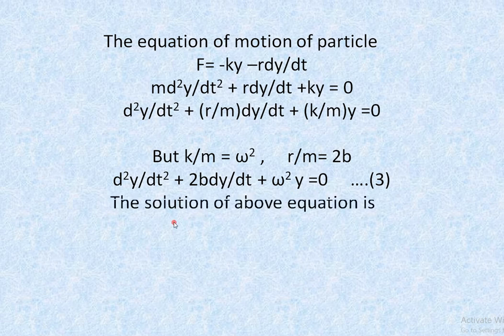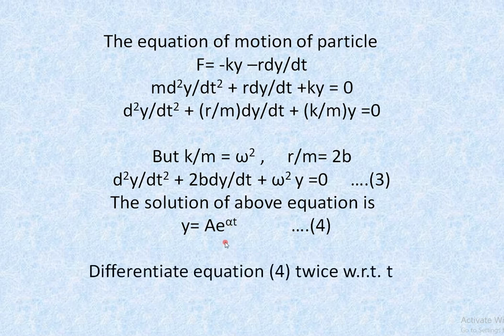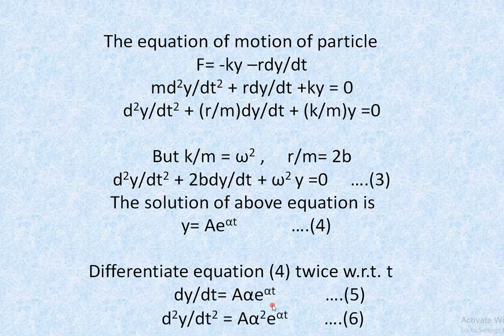Now the solution of this equation is y is equal to a e raised to alpha t, where a and alpha are arbitrary constants and t is time. Now differentiate this equation 4 twice with respect to t. Then the first differentiation will be dy by dt is equal to a alpha e raised to alpha t, and the second differentiation d2y by dt square is equal to a alpha square into e raised to alpha t.